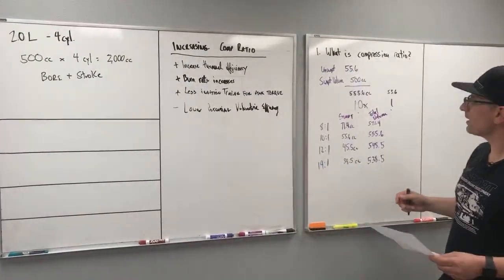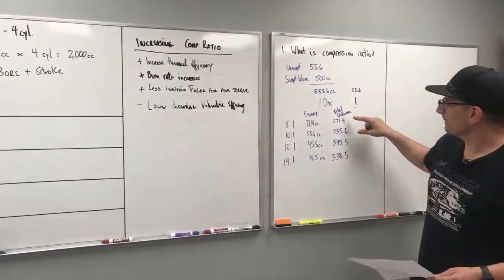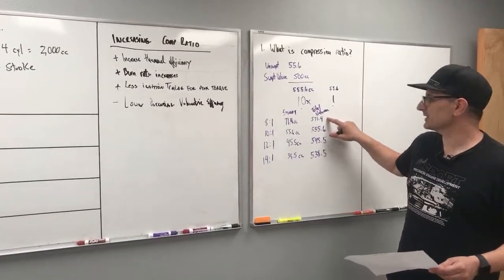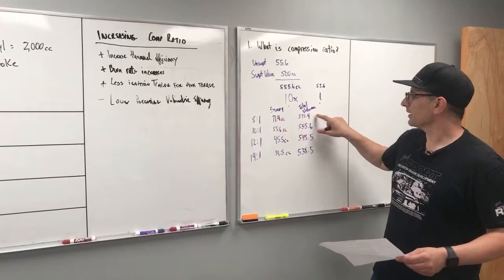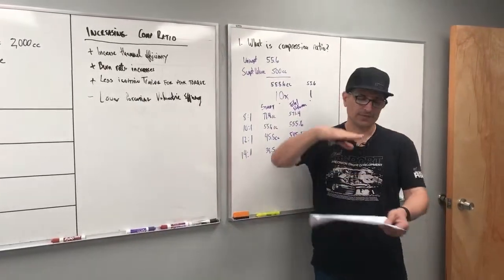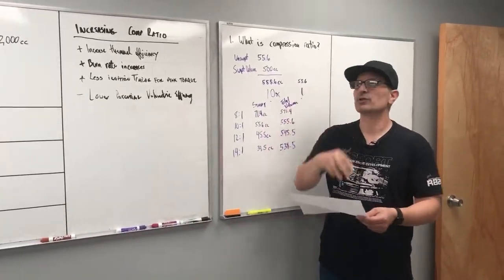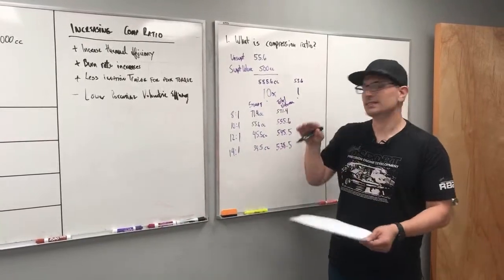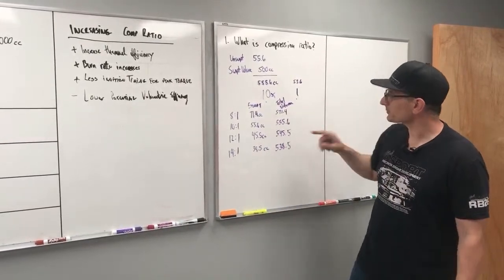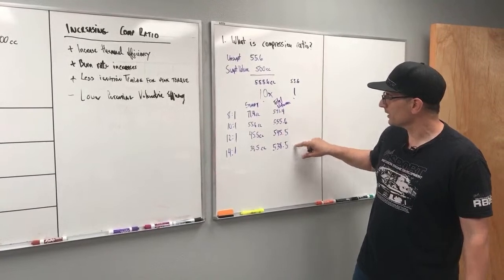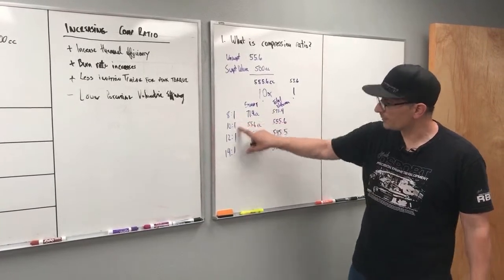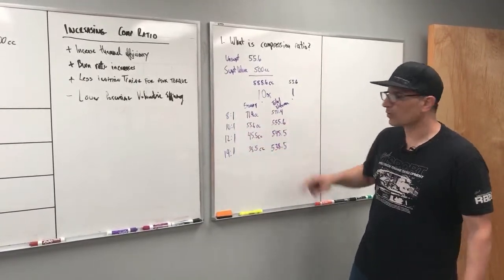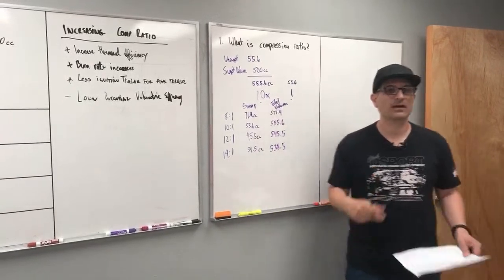Okay, so we talked about the cylinder being 571 cc's on an 8-to-1. That is the total volume of the swept plus the unswept, which was 571. Now look, as we go up, this number goes down. As we go up in compression ratio, the amount of total cc's we have in the cylinder goes down.